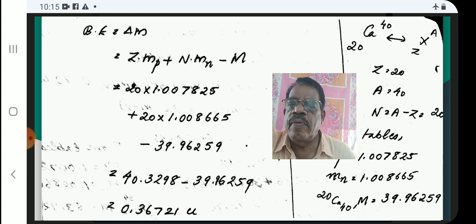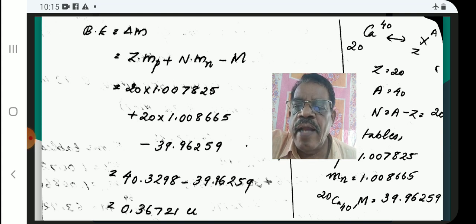Mass and energy are same, we know. So B is equal to delta M, ZMp plus NMn minus M, 20 into 1.007825 plus 20 into 1.008665 minus 39.96259.